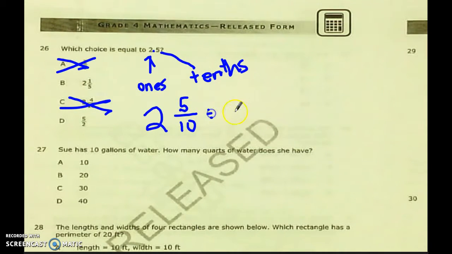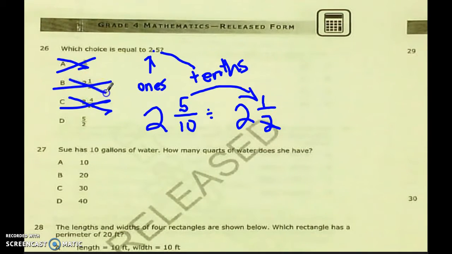So I'm going to rewrite this and rename this as 2 1/2, because that's the same amount, because 5 tenths is equivalent to 1/2. So now, I know it can't be 2 and 1/5, because 1/5 is not equal to a half. So let's look at this thing here, 5 halves.